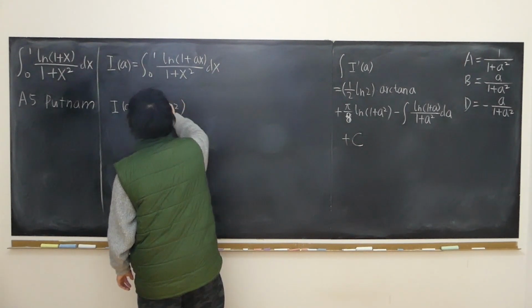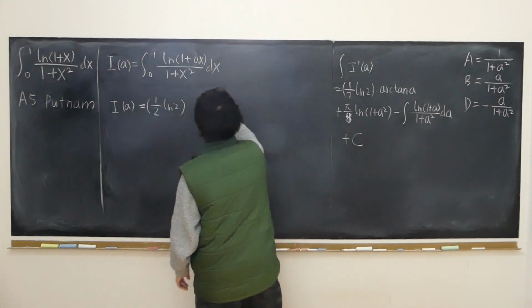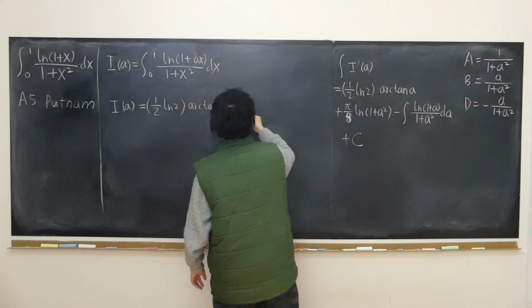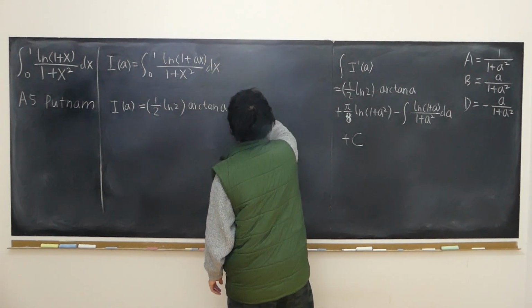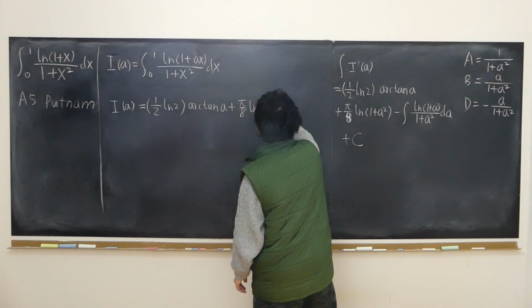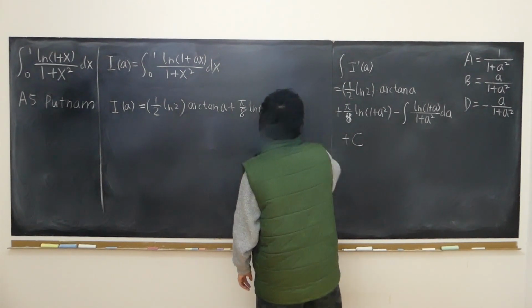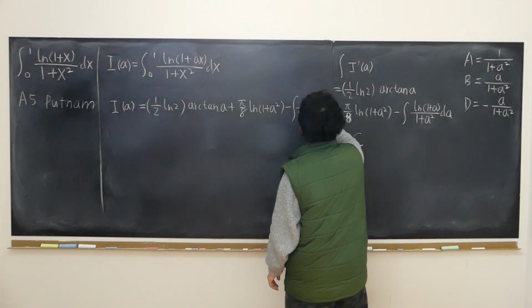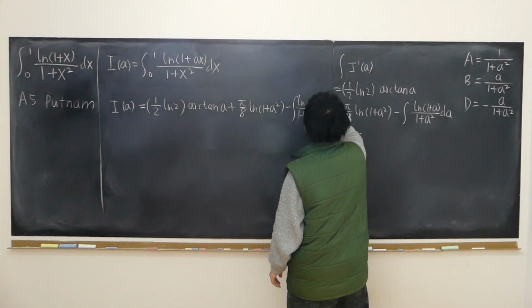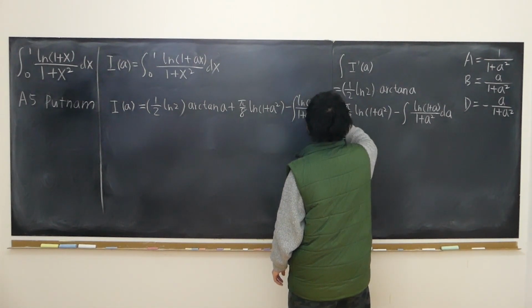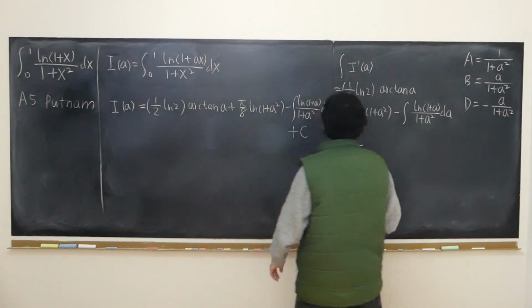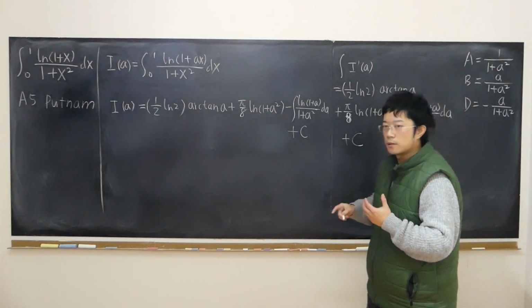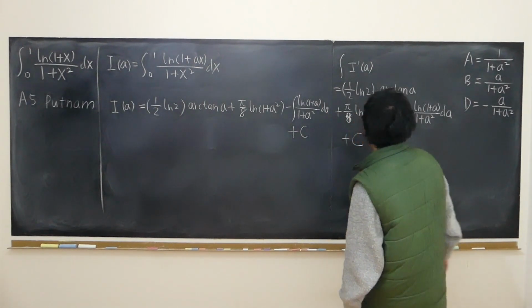Log of 2 arc tangent A plus pi over 8 log of 1 plus a squared minus the integral dA plus C. This C may be different from that C, but it doesn't matter as long as it's just a symbol, right? Just some constant, doesn't matter. Okay.